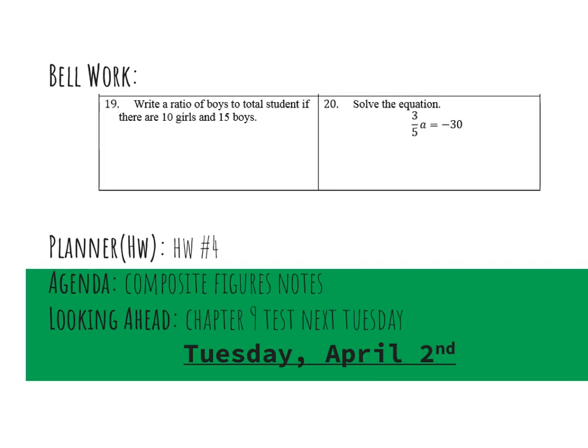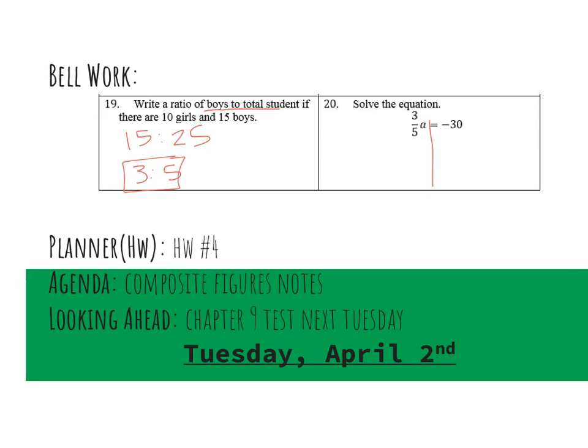Alright, so on the first one we notice it's boys to total. So we're going to start with 15, 2, and we want the total, not just the girls. So 25, and then always simplify, and so we're at 3 to 5 as your final answer. 3 boys to 5 total. Very good.